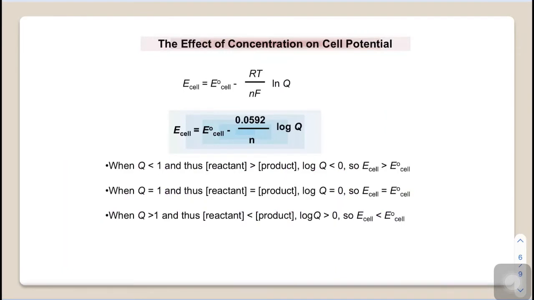If we change the concentration of the components of the system, it will affect the cell potential. So the cell potential will be different from the standard cell potential. When the system is not at the standard condition, we use this Nernst equation, which is E cell equals E naught cell minus 0.0592 over n. This 0.0592 actually comes from RT over F.